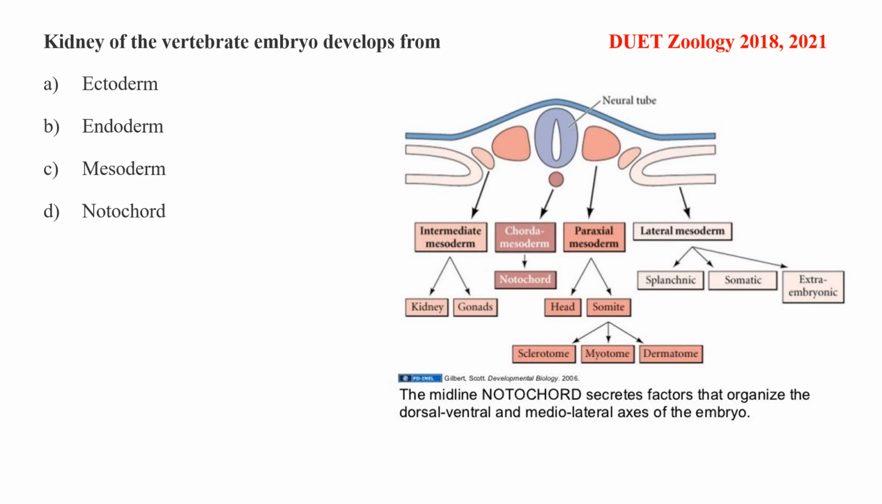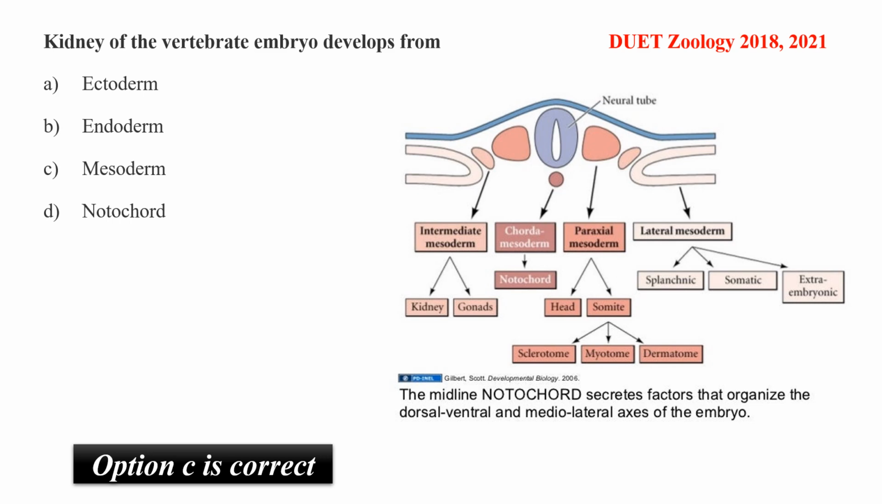That intermediate mesoderm is responsible for generating the kidney as well as gonad. While the chorda mesoderm allows the development of a notochord, paraxial mesoderm allows the development of a head and somites, while lateral mesoderm allows the development of splanchnic or somatic or extra embryonic tissues. Hence, the option C would be the correct answer.